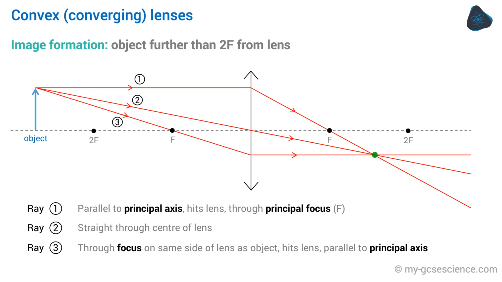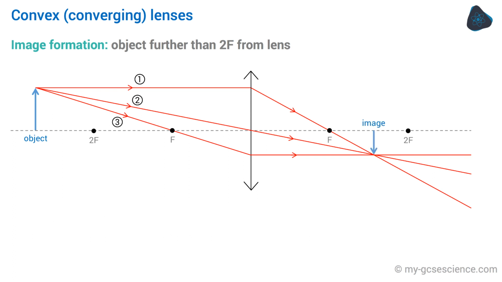The point where these 3 rays meet marks the location of the point in the image which corresponds to the tip of the object arrow, which means that our entire image looks like this. In this case, with the object beyond 2f, the image formed is real, inverted, and diminished.